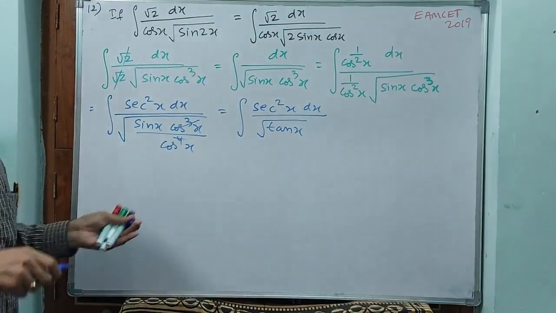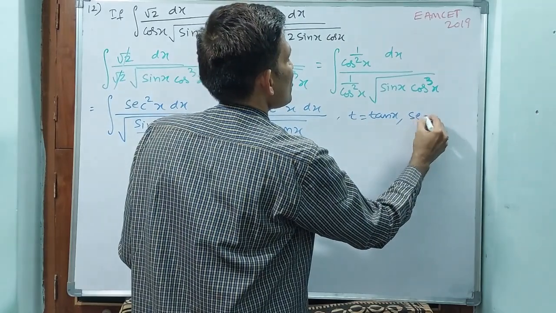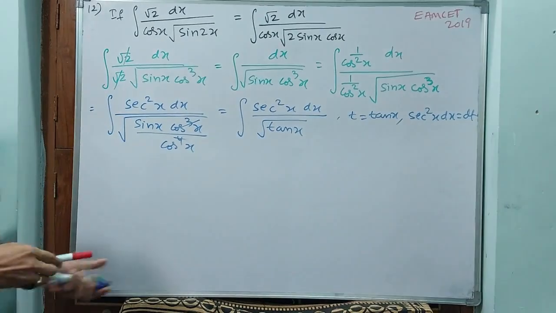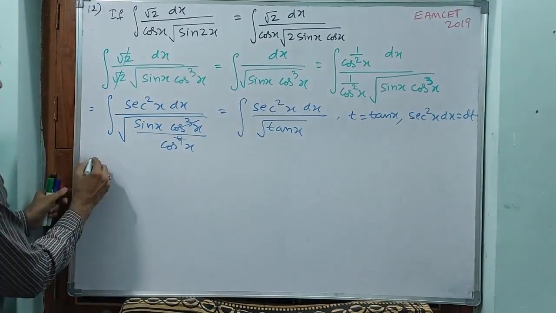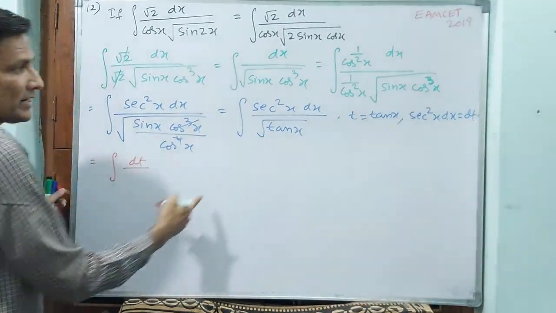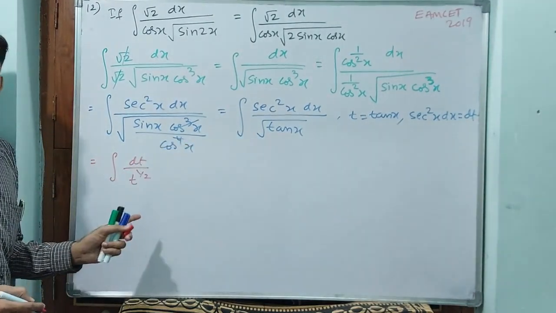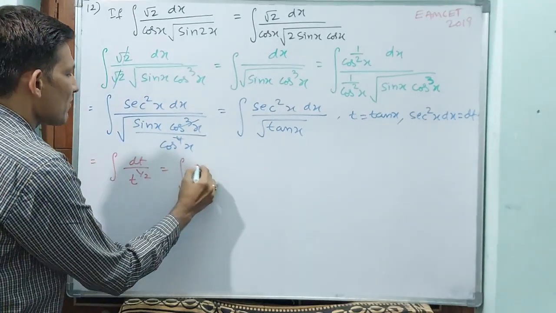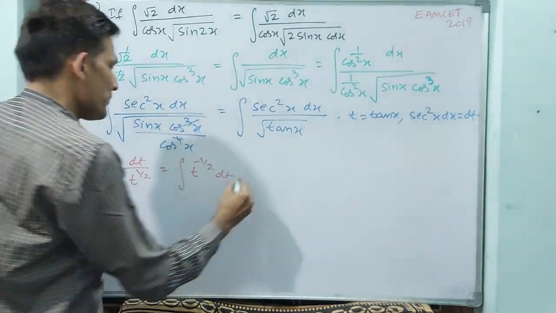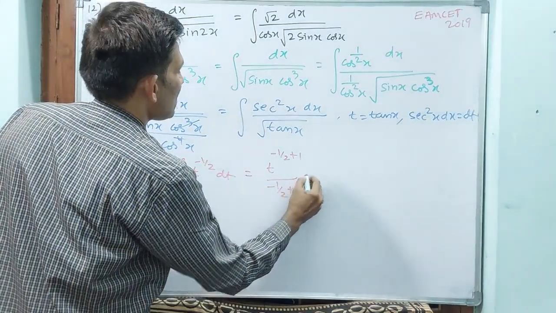Now you take tan x as t, like the last question. You take t is equal to tan x, comma, secant square x dx is equal to dt. In the numerator, secant square x dx only is there, so write that is equal to integral dt by root t. Tan x you have taken as t. Root t means t power 1 by 2. This is going to become t power minus 1 by 2 dt. Now it is not in the denominator, it has gone to the numerator. Now that is equal to t power minus 1 by 2 plus 1 by minus 1 by 2 plus 1, plus c.